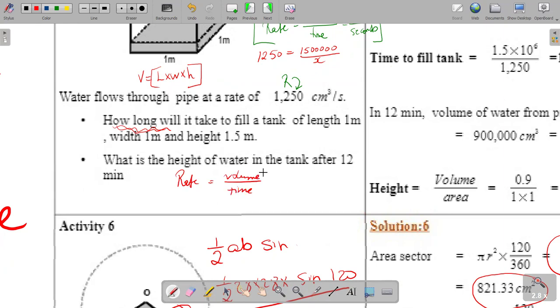They didn't ask us for volume. They didn't ask us for time. They didn't ask us for rate. They asked us for height. Which one of these got height inside? That's a very serious question. We can't get height directly, but one of these has something that could give us height. Can I say volume? Is that true?